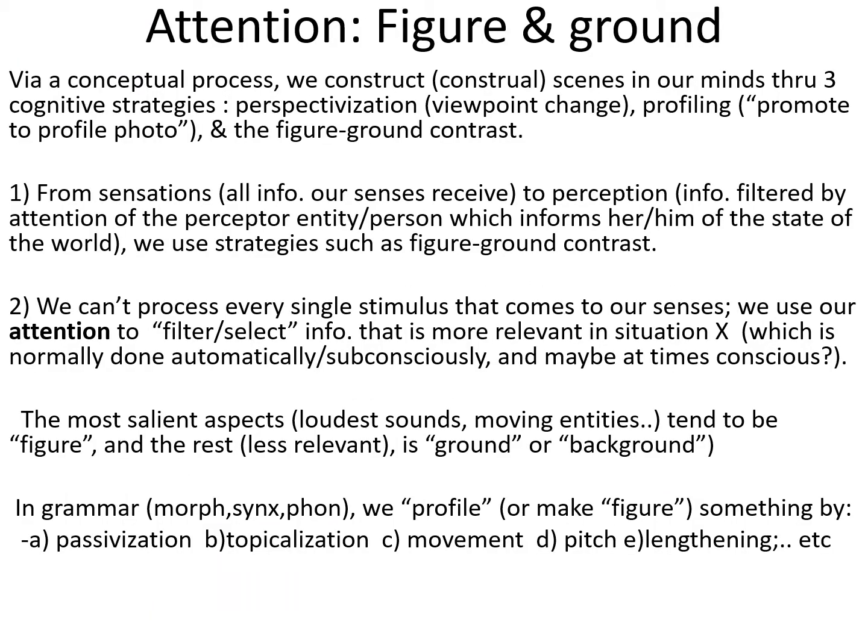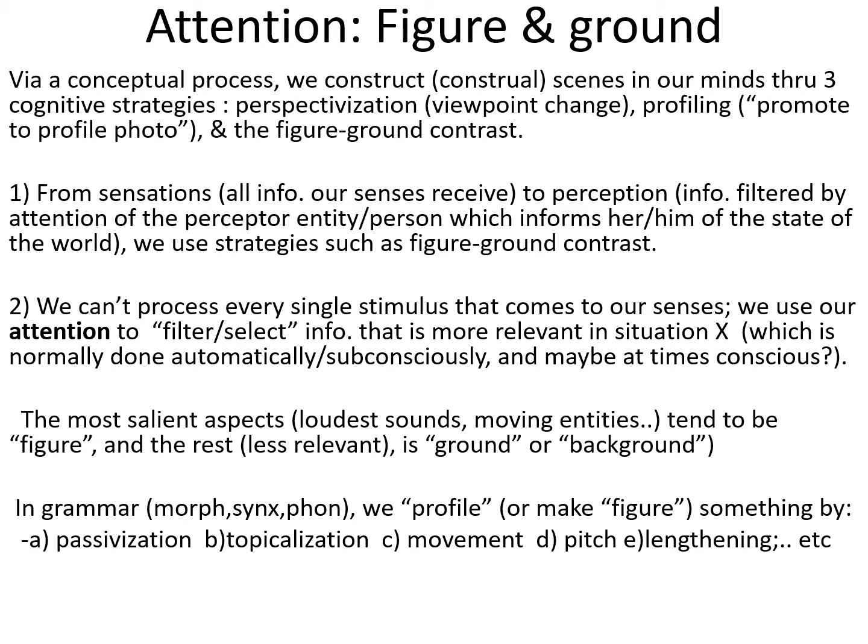In grammar, we do that a lot. For example, passive voice is a cognitive process. It's a way of cognitively foregrounding some things and backgrounding some others. For example, when you use passive voice or passivization, we foreground the object, well, what used to be the object in an active voice sentence.